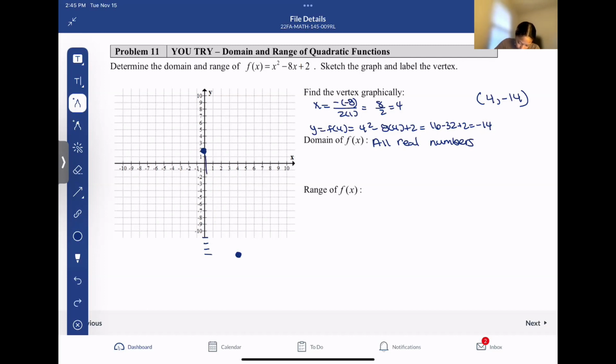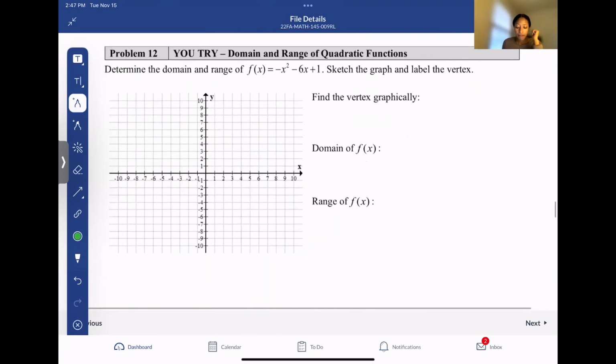Hold on. Here we go. That's better. Opens upward. It'll look something like this. We see that the vertex is a minimum point. That's a minimum. And again, the coordinates here are 4, -14. So the smallest possible output we can get is -14 because the graph just keeps going up after that. The range would then be y is greater than or equal to -14.